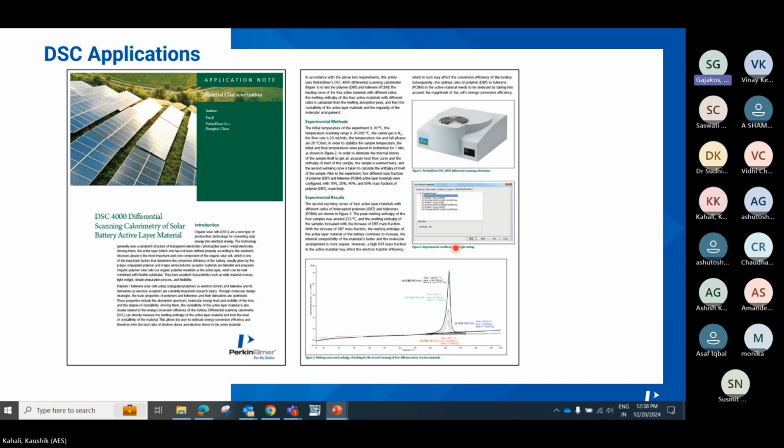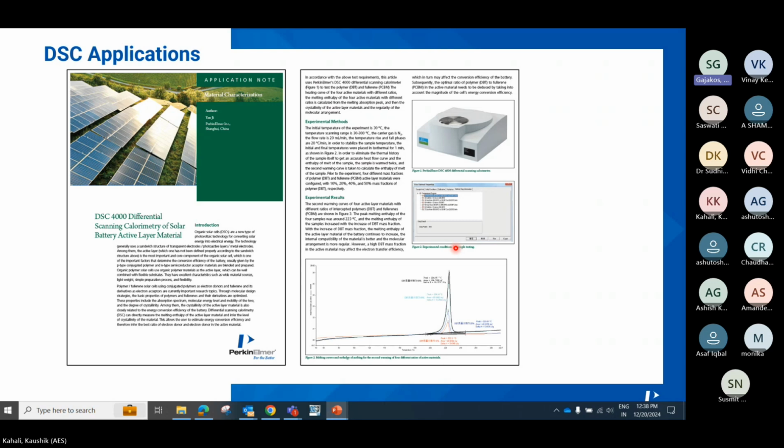Okay, as the concentration of these two materials changes, they give different peak shapes here. Okay, so different strengths of the enthalpies. That enthalpy will tell us about the magnitude of the cell's energy conversion efficiency. So this is how samples with different concentrations or percentages can be analyzed with the DSC.